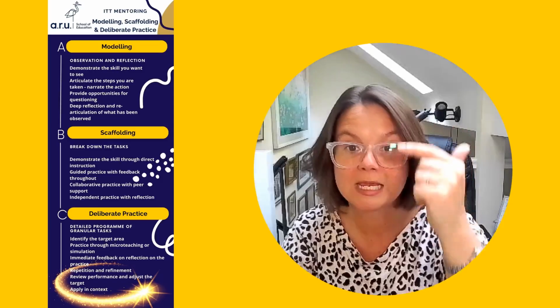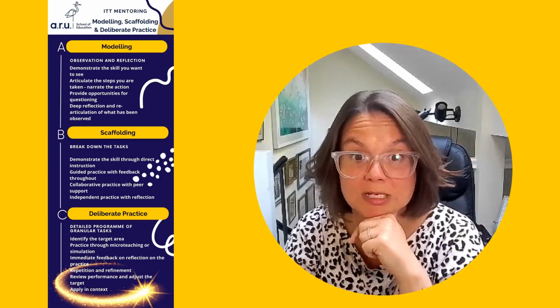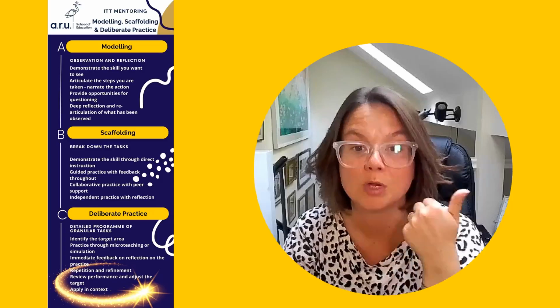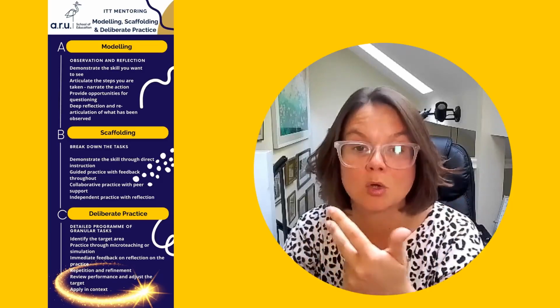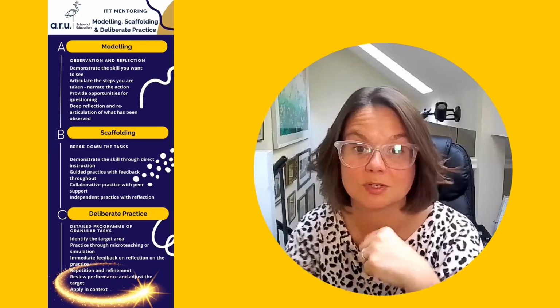So there are 3 distinct areas that we can be using here in terms of strategies for helping our trainees to learn what we need them to learn. We can use modelling, we can use scaffolding, we can use deliberate practice, we can use a combination of the 3 depending on the context and the circumstances.